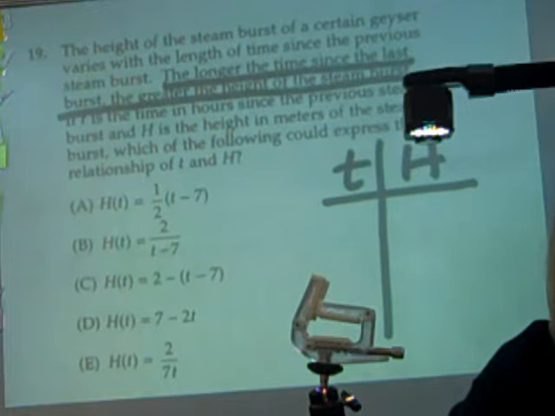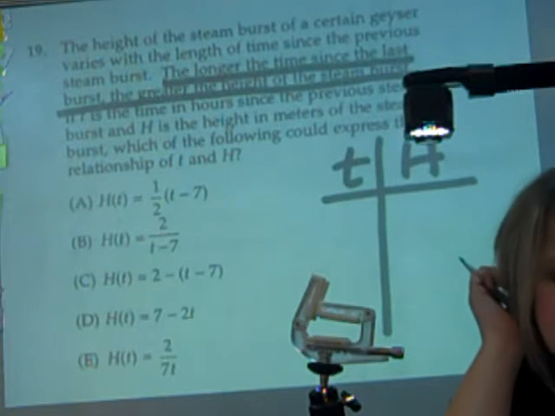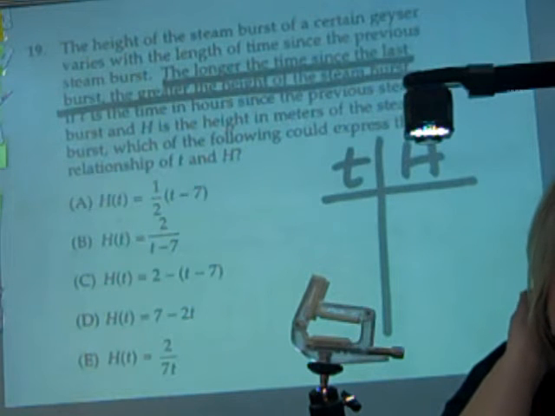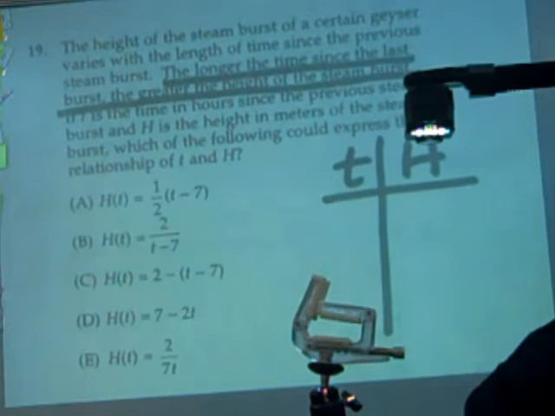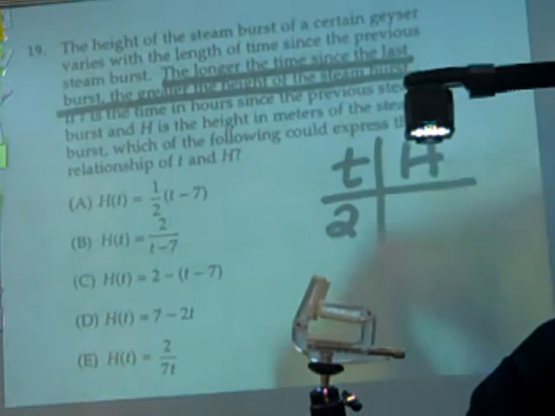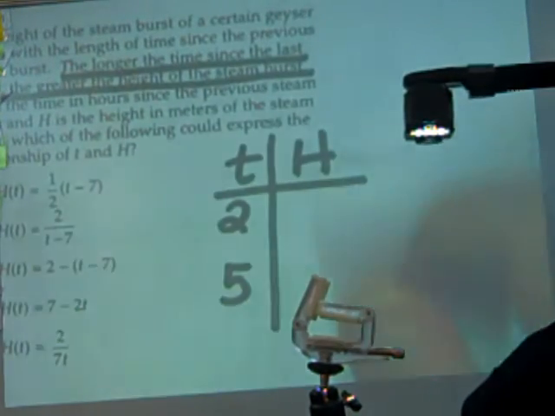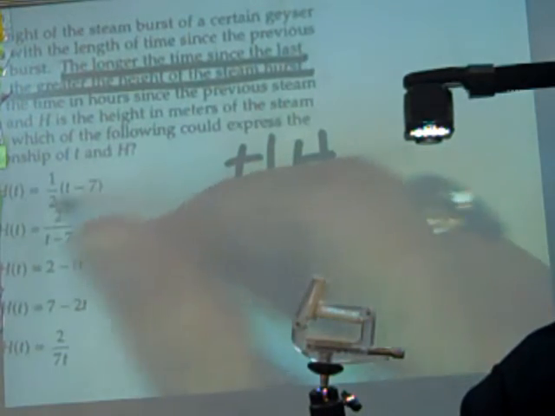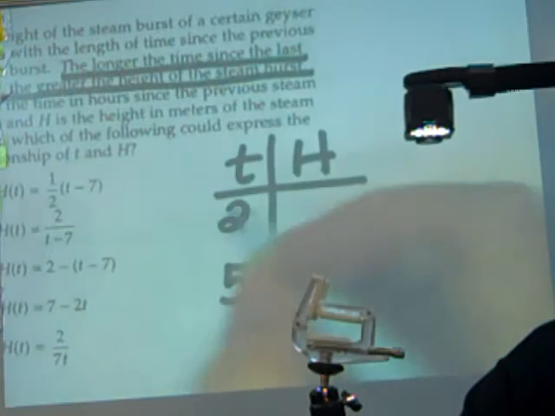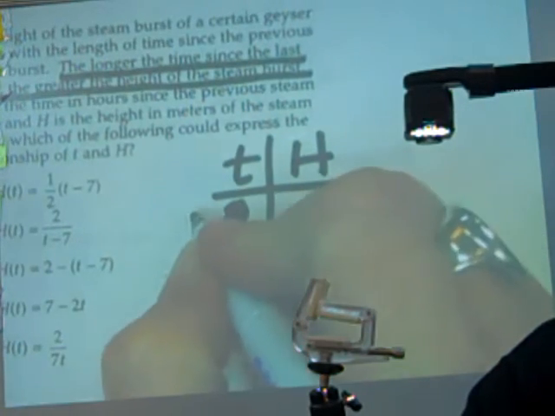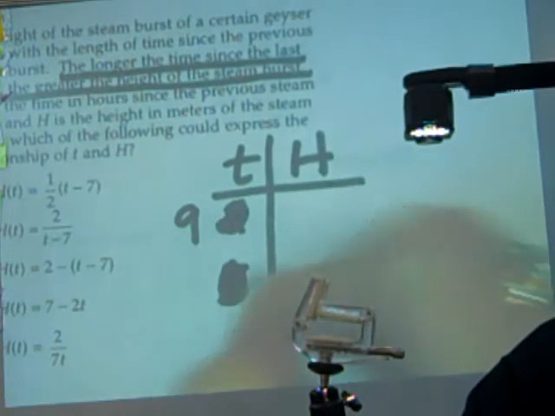Okay, so if T is the amount of time in hours, which one's going to give me a greater amount as I increase T? So what I would do here is pick a couple of values for T. I'm going to pick like 2 and 5, and plug them into each of the answer choices and see which one makes the height go up. So on the first one, or I guess actually I should pick something that I can subtract 7 from, since a lot of these have that. So I'll say 9 and 12 instead of 2 and 5.